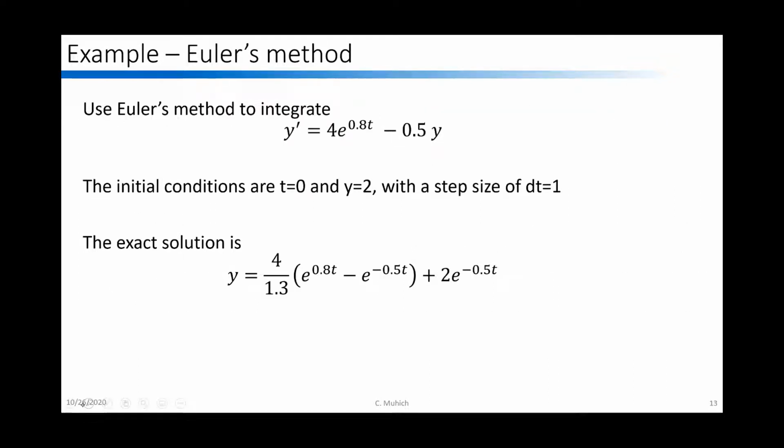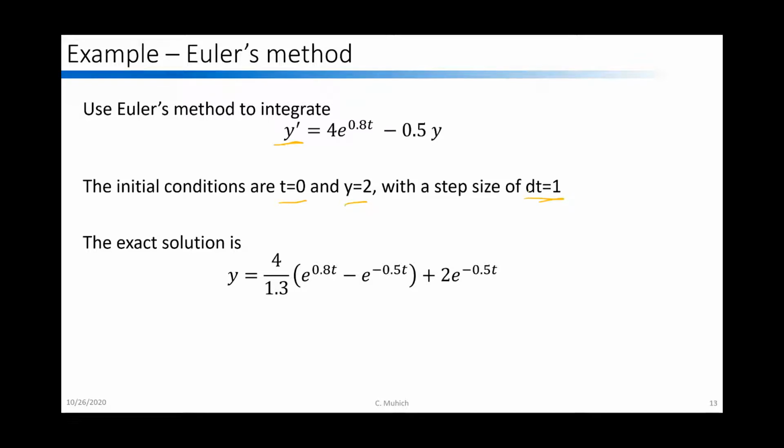Now that we've talked a little bit about Euler's method and where it comes from, let's use it in a case where we have a derivative of y, so our dy dt is equal to 4 times e to the 0.8t minus 0.5y. We're going to have initial conditions that at t equals 0, y equals 2. And for this case, we're going to take a step size of 1.